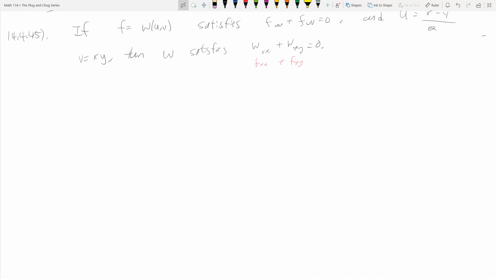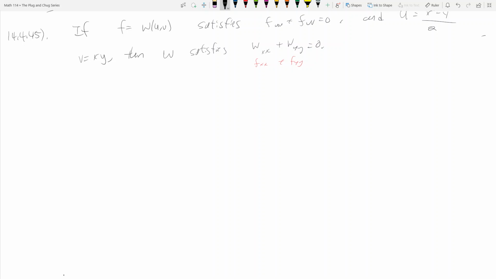If f is equal to w of u, v, all right, so what does this mean? It literally just means that f is some function of u and v, and we're just giving that function another name, that's w. Okay, so w and f really are interchangeable. You can think of them that way. It'll probably make it easier for you guys. So just think of w and f as the same thing.